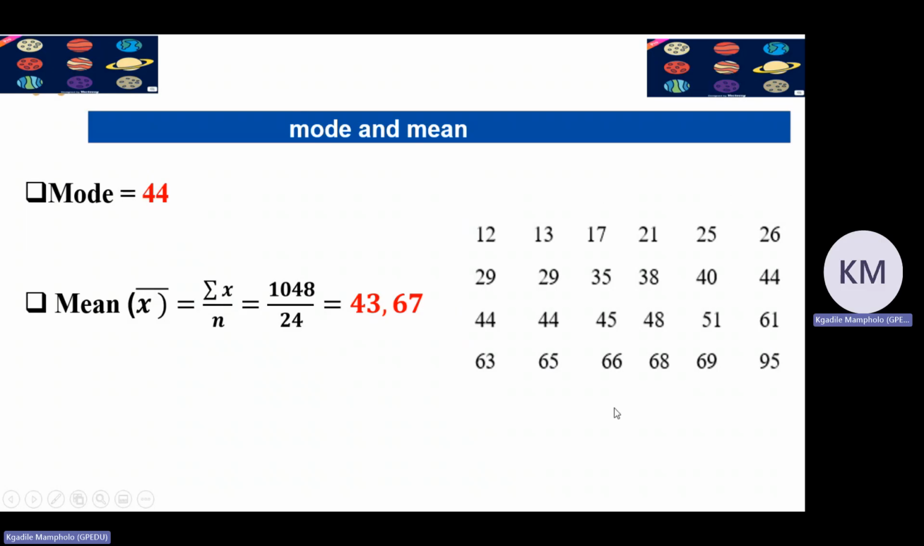And if you check the mean in this case, you'll find that the mean is 43,67, and the mode is 44. That is what I'm saying. You see that the marks are spread out, but the mode and the mean are very close to each other. The mean is 43,67 and the mode is 44.